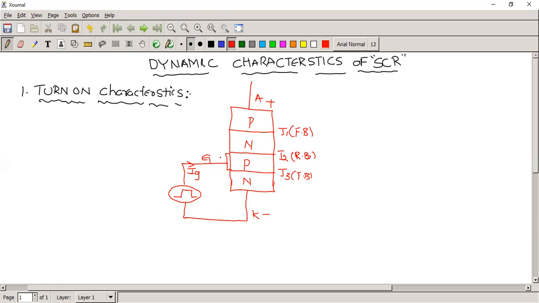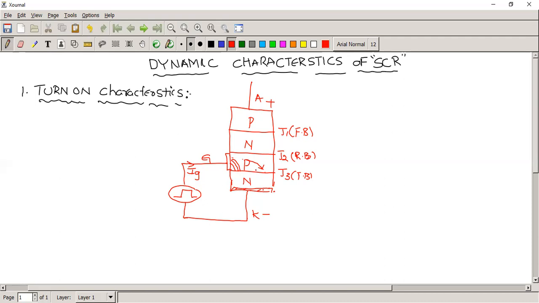Another parameter is that the distribution of the gate current inside the P region is not uniform. So here more gate current is there. When the cathode area, this area is nothing but cathode area, is away from the gate, the density of this current will be less. Nothing but a non-uniform distribution of the gate current inside the P region.